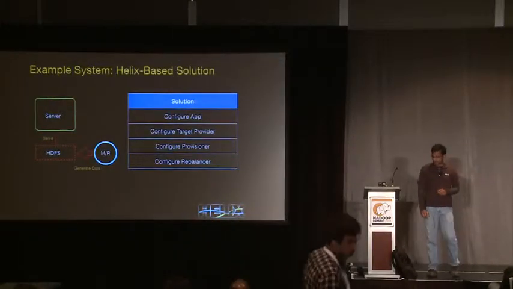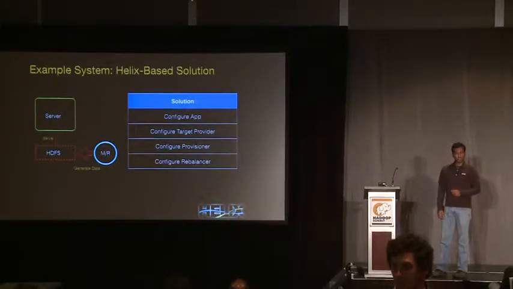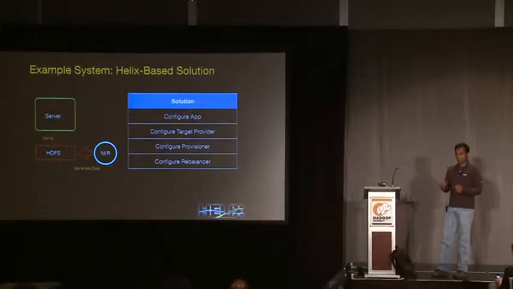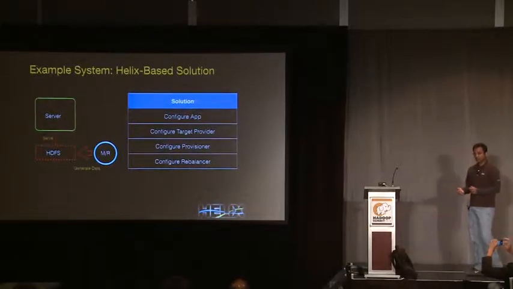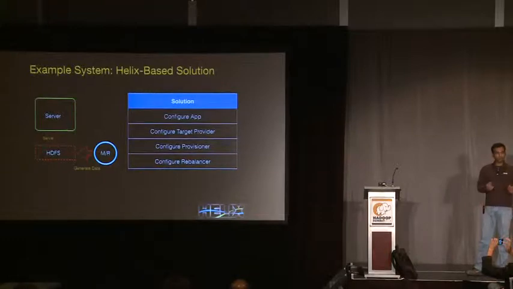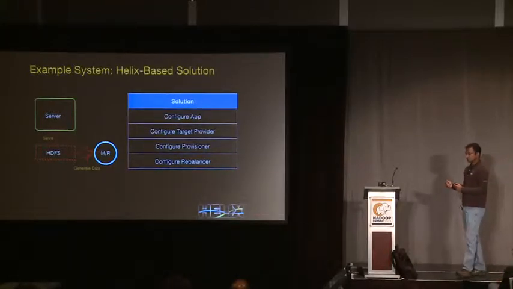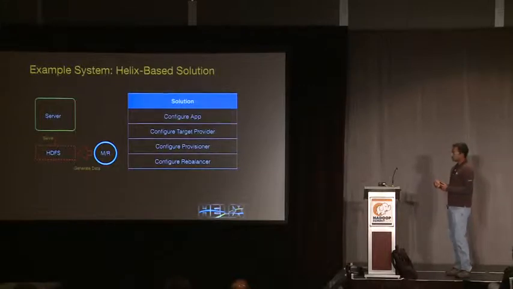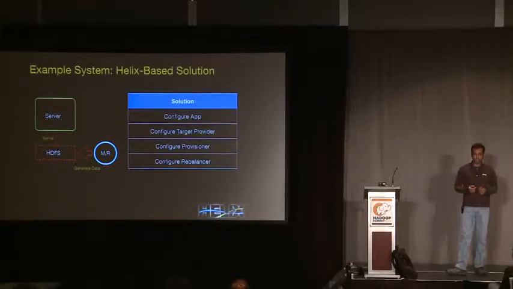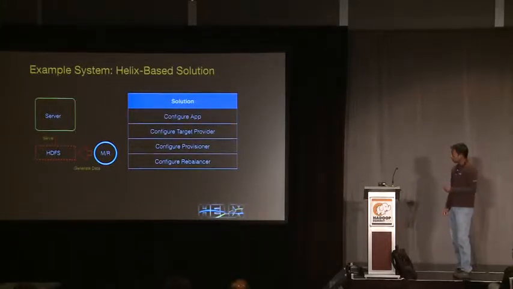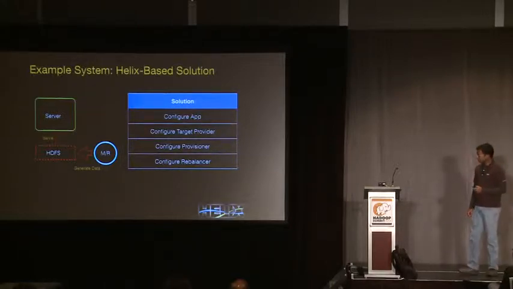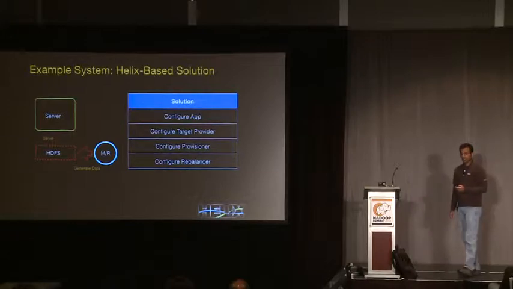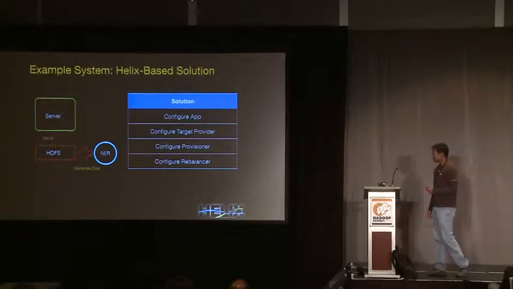So let's get back to the example. Now that we have seen all the concepts and all the components with Helix, if we go back to the problem, it's pretty simple now. It's as trivial as configuring all these three subcomponents in the controller. So you configure the target provider, the provisioner, and the rebalancer. You pretty much don't have to write any of the application master code.